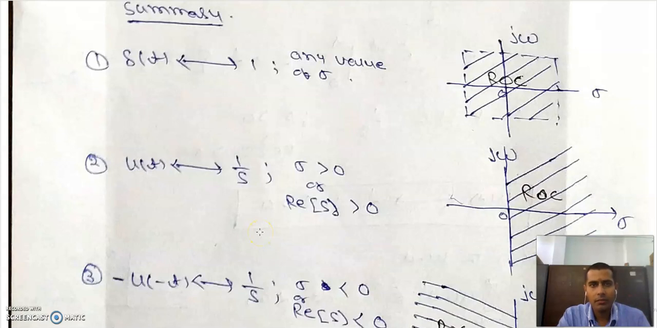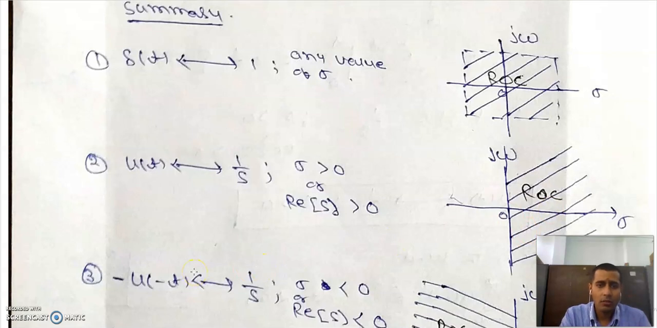In the previous section, we have seen that the Laplace transform of the impulse function is 1 and its ROC is any value of sigma, which is represented like this. Because it can be any value of sigma, this is the ROC. For the unit step function u(t), the Laplace transform is 1 upon s, and the ROC is sigma greater than 0, so it is to the right of the sigma equal to 0 or j omega axis. So the ROC is right sided.